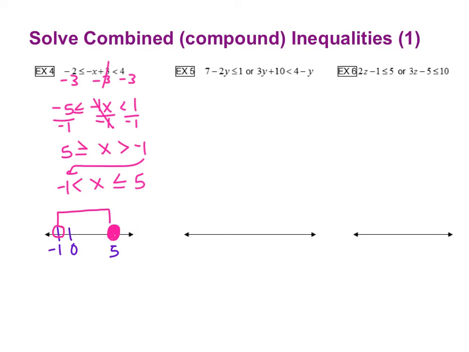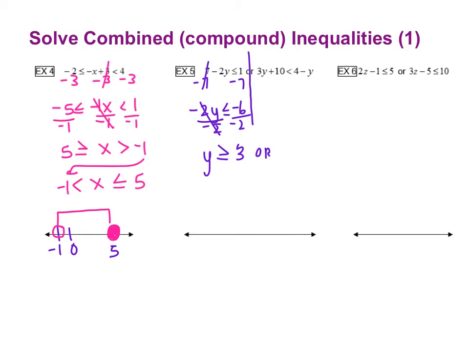Alright, next one, it's an or, so we're going to solve. You can kind of think of it as two separate problems. Solve the left one for y and then solve the right one for y. So on the left, we're going to subtract 7 first. Remember, you're always adding or subtracting your numbers first. Negative 2y is less than or equal to negative 6. Divide both sides by negative 2. There we are dividing by a negative number, so y is going to be greater than or equal to, we had to flip our inequality, a positive 3.